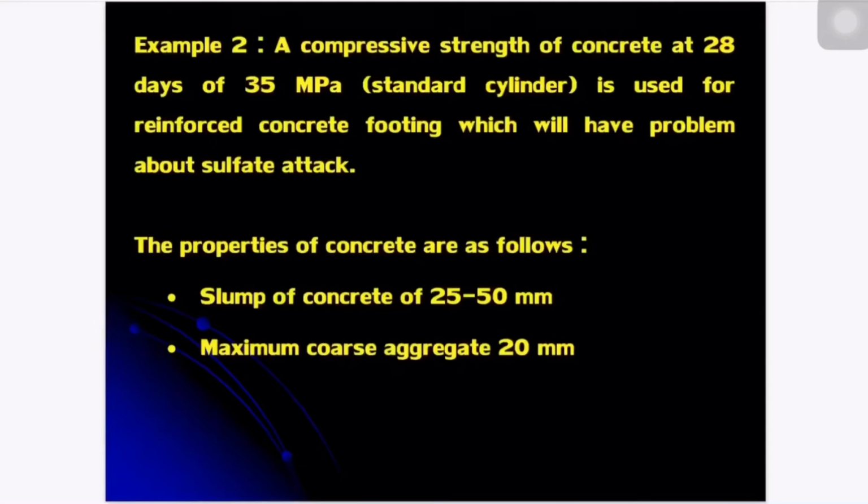After we know the required strength and the design strength of the concrete, the next step is to find the quantity of each material used to produce the concrete. Before starting to find each material, we have to know the criteria of this problem. The first one is the slump of the concrete, about 25 to 50 millimeters. And the second one is the strength at 28 days, about 35 megapascal.